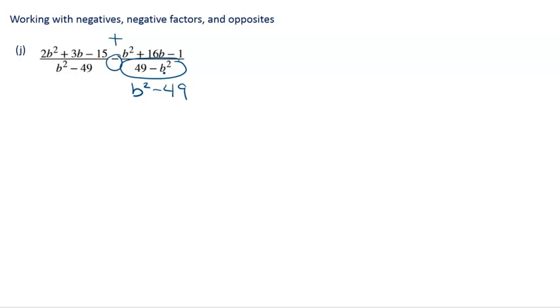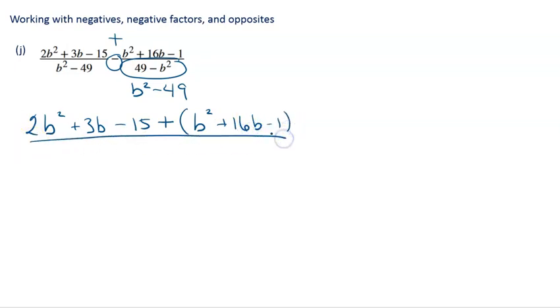In the numerator, I have 2b squared plus 3b minus 15 plus, now because we're adding, it's an easier problem. You don't actually even have to write the parentheses I just wrote. But now, y'all, if it was a subtraction problem, which it was originally, but because the denominators were opposite, now it's an addition problem. But had that still been subtraction, it would change every one of those signs after the parentheses. Okay? Denominator is just b squared minus 49.